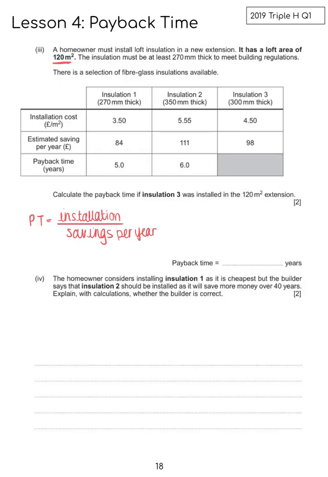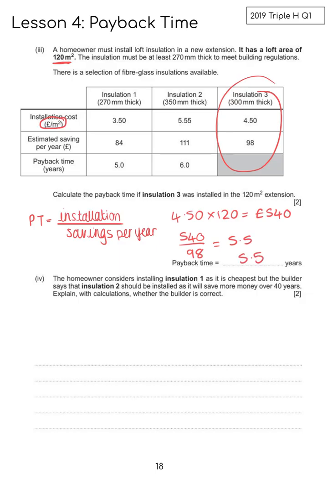So we're looking at insulation 3, just this one here. We've got our installation cost per metre squared, the estimated savings per year, and then we are going to calculate the payback time. Firstly, we want to calculate our installation cost. So our installation cost is going to be £4.50 times by 120, which is equal to £540. That's what the first mark is for here. And then you're going to do £540 divided by the savings per year, 98, and you get 5.5 years.